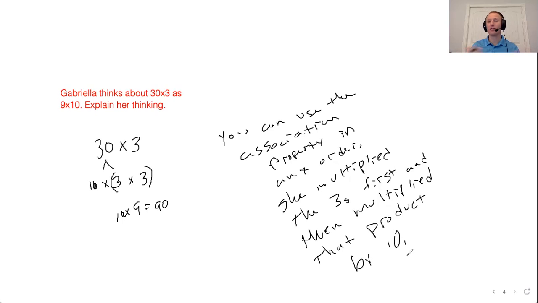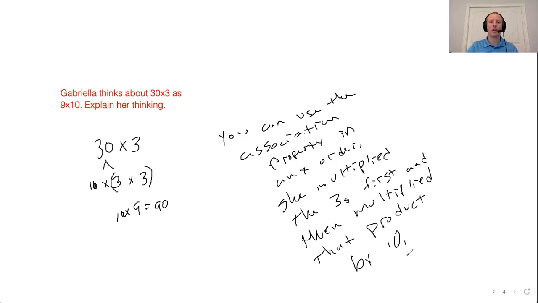That would be a fantastic explanation if somebody said something like that. You also could say something like, when you're multiplying, as long as you're just multiplying, you can multiply in any order. She decided it would be easiest to do the 3's first and then multiply the 9 by 10. Something like that is also a perfectly fine explanation.